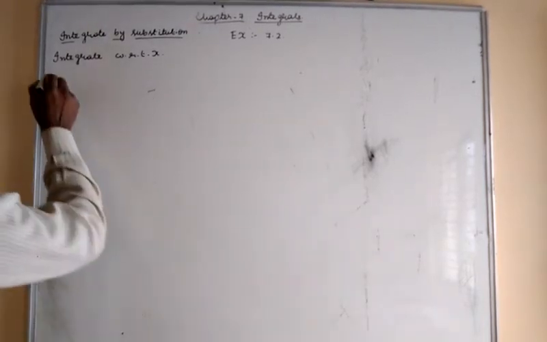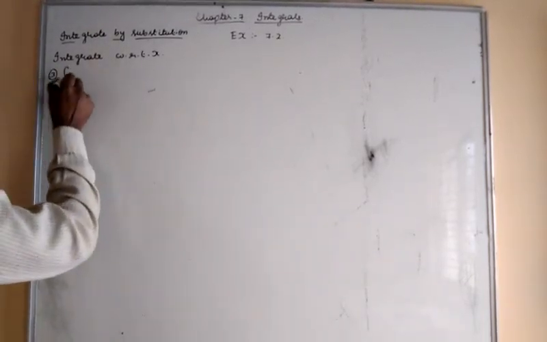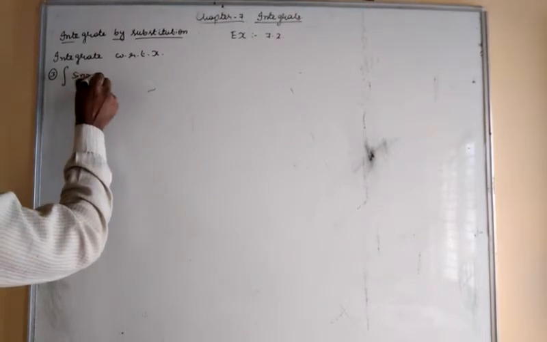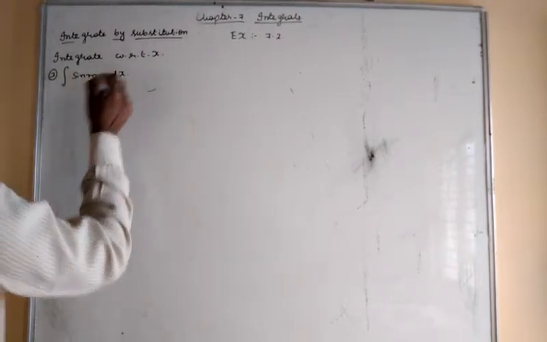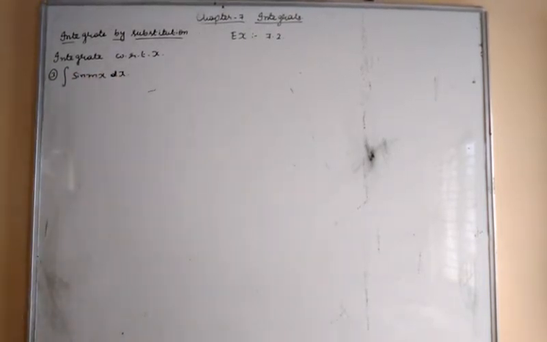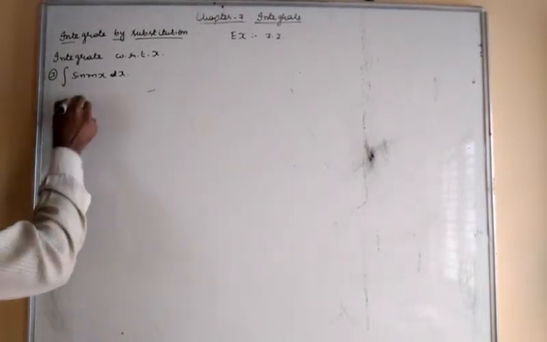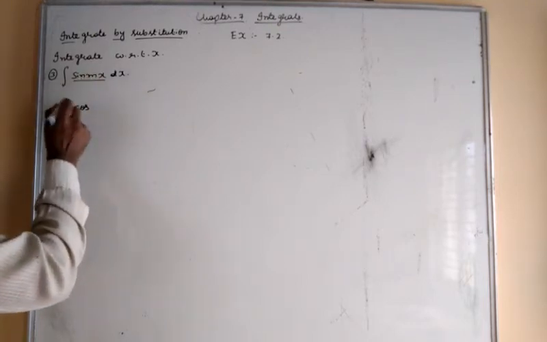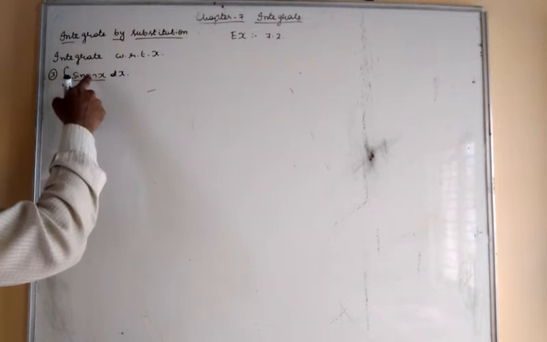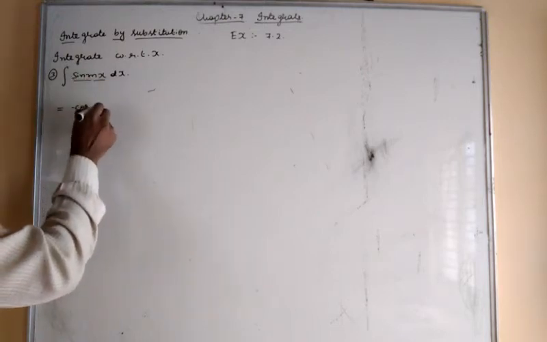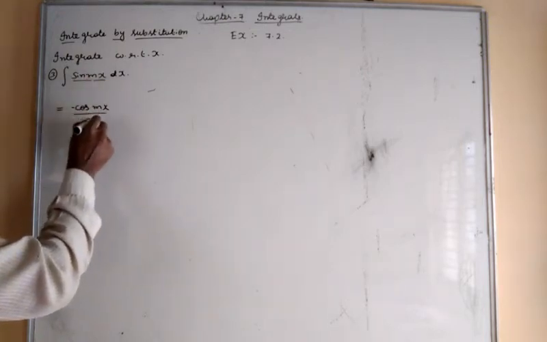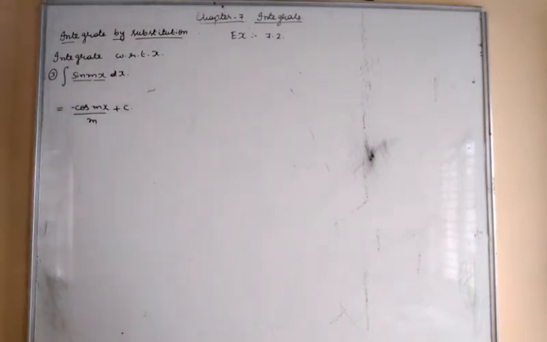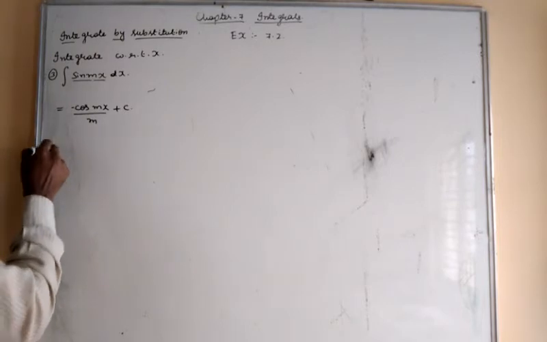So the next one, the third one: integration of sin mx dx. You can integrate directly, or you can go for the substitution method. If you go for the direct method, the integration of sine is minus cos. Then in place of x, there is mx, so it is minus cos mx by m plus c. So this is the answer for the third one. Let us go for the next one, the fourth one.